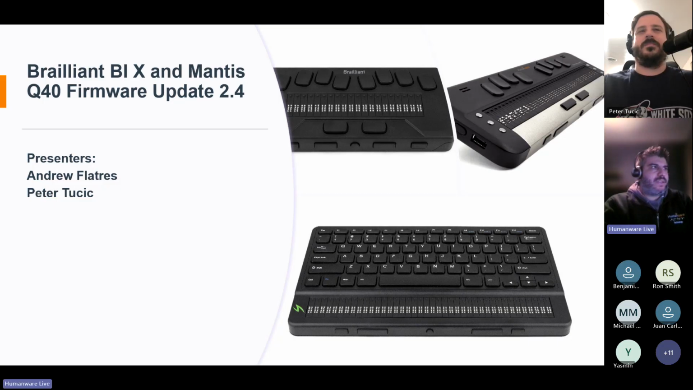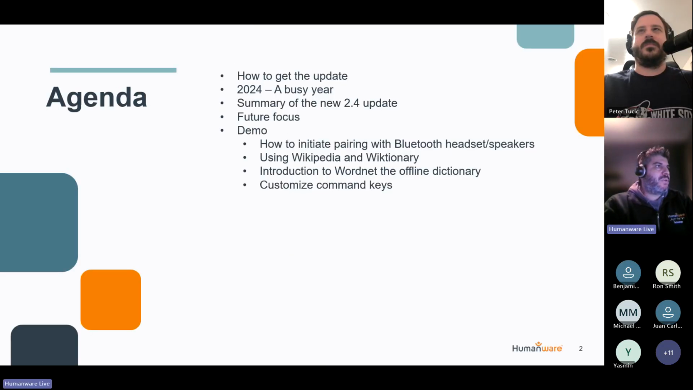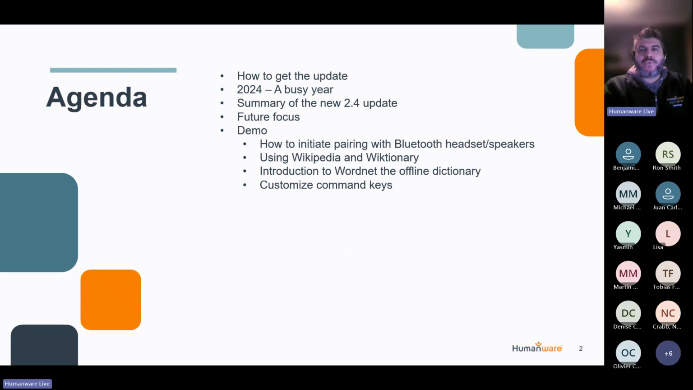Okay, so let's have a look at the agenda for today's webinar. We have how to get the new update of version 2.4, and version 2.4 is applicable for the Mantis Q40, the Brailliant BI20X, 40X, and those in other areas, the Braille One even. We'll then look at 2024, an overview of what we did. It's definitely been a busy year for HumanWare and our Braille displays.